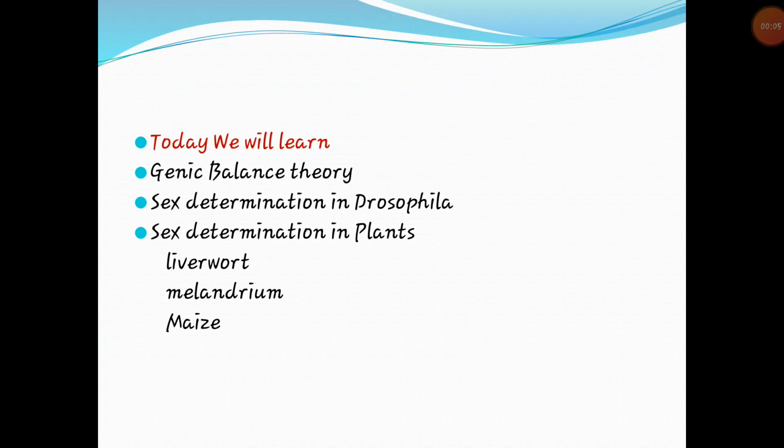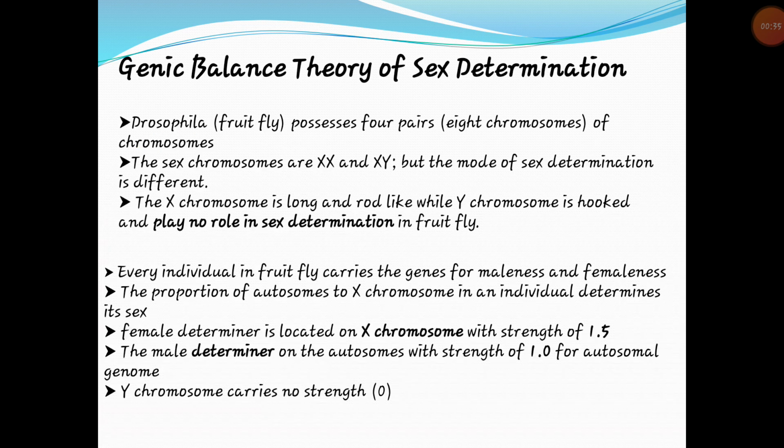Good morning, students. Now we'll study the next part from this unit, that is the genic balance theory of sex determination. In this lecture, we will study the genic balance theory, sex determination in Drosophila, and sex determination in plants, that is liverwort, then Melandrium and maize. So first we'll see the genic balance theory of sex determination.